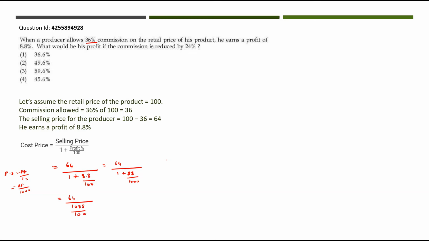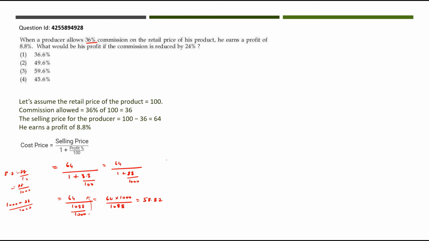So 1000 we are bringing to the numerator. 1000 plus 88 divided by 1000 will give you 1088 by 1000 here. Now this 1000 will be taken to the numerator because it is in the denominator of the denominator. 64 into 1000 divided by 1088. This will give a value of 58.82. You can ask me, why am I converting everything to whole numbers instead of decimal?